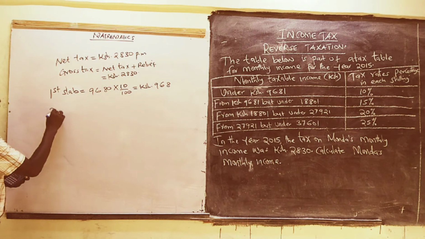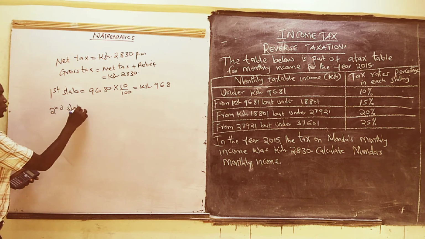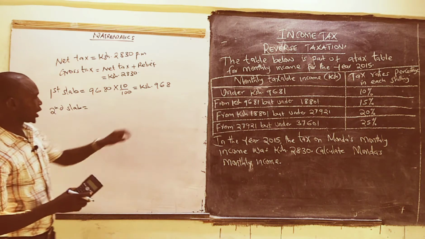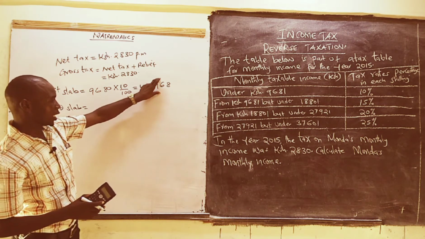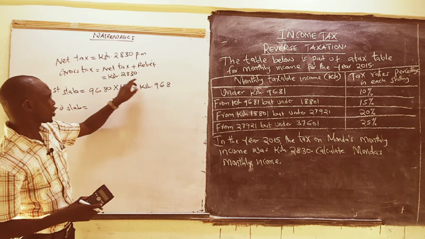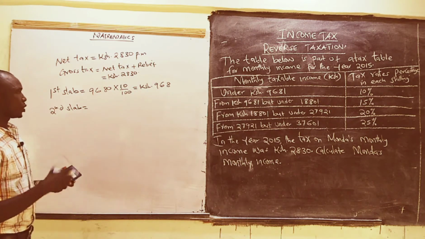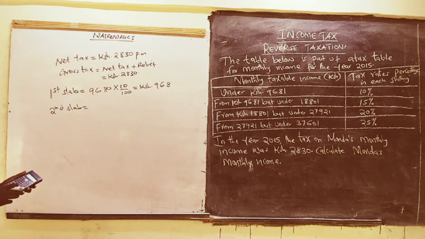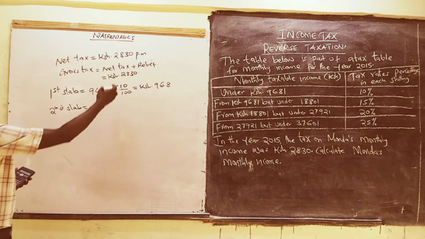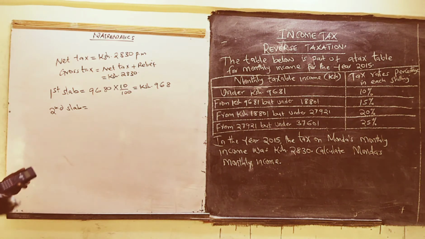Then we go to the second slab. As we tax, we shall be looking at this tax here. We shall be comparing this tax with the 2830 so that we don't end up calculating the amount that is above the amount that was used to calculate this tax.